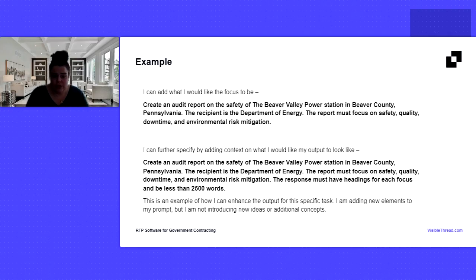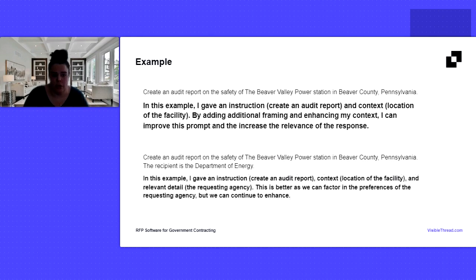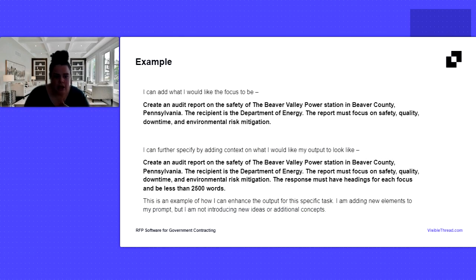So ultimately, we've started with our initial prompt of create an audit report on the safety of the Beaver Valley Power Station, ended with create an audit report, the recipient's the Department of Energy, the report needs to focus on safety, quality, downtime, and environmental risk mitigation, and the response must have headings for each focus and be less than 2,500 words. So you can see if we're thinking about the quality of a first draft, because that's the goal when you are running prompts and creating first draft content, is get to the highest level of quality you can with the first draft and then work from there.